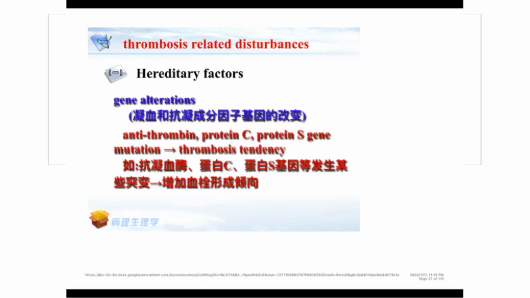So now let us discuss the thrombosis-related disturbances. Earlier, we discussed the causes of excessive bleeding, such as hemophilia and von Willebrand disease. I forgot to say von Willebrand disease is inherited as an autosomal dominant. That means male and female can both get the disease, and you need only one abnormal gene to get the problem. You don't need two, as in the case of recessive.